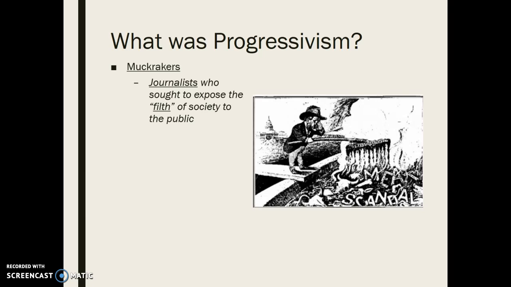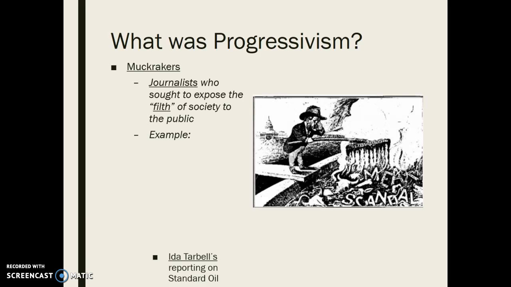The political cartoon you see here is Teddy Roosevelt sifting through some of this muck, some of this filth, and uncovering a meat scandal. So the term muckrakers is very, very illustrative. If you take a rake to a nice lawn, it looks nice on the outside, but you're going to turn up the dirty stuff. So a lot of society looked okay to a lot of people until these journalists did a little bit of digging.